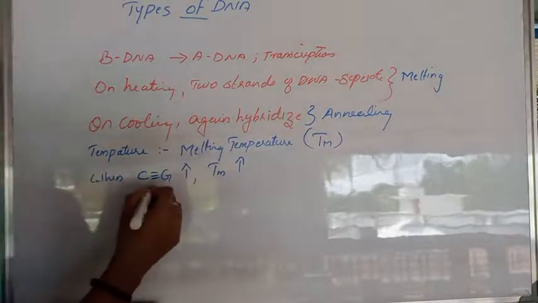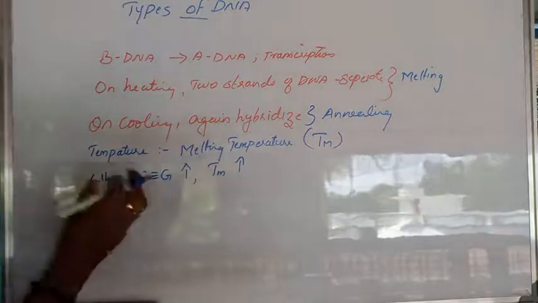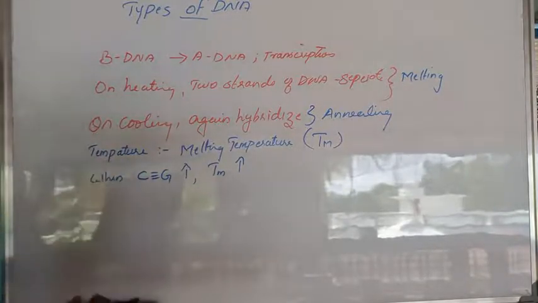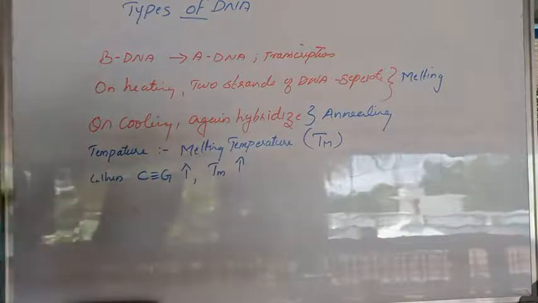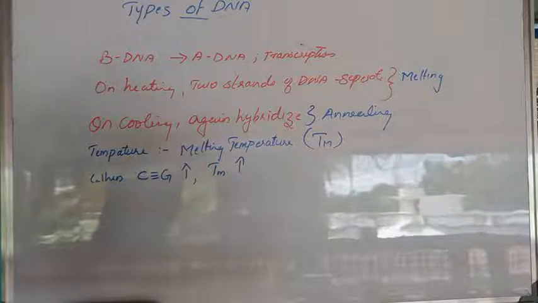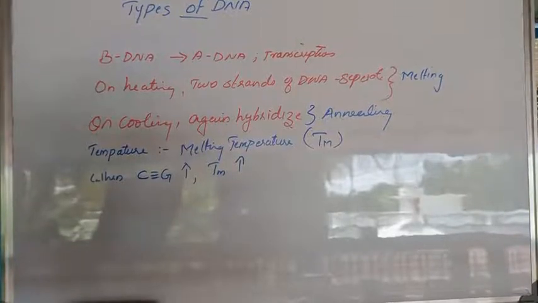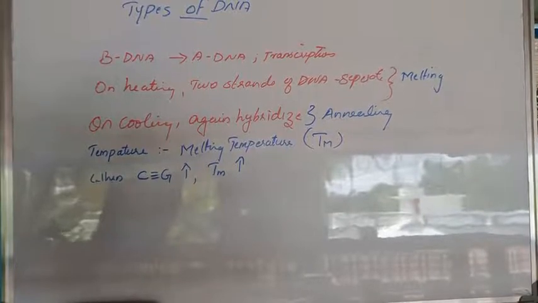Why? Because there are 3 hydrogen bonds present, so it is more strong. So when 3 hydrogen bonds are present, it is difficult to separate the two strands. That is what it is saying: if a DNA strand has more CG base pairs, it is difficult to separate, so obviously the melting temperature also increases. Okay, so these are about the forms of DNA. Then we come to some other types of DNA.